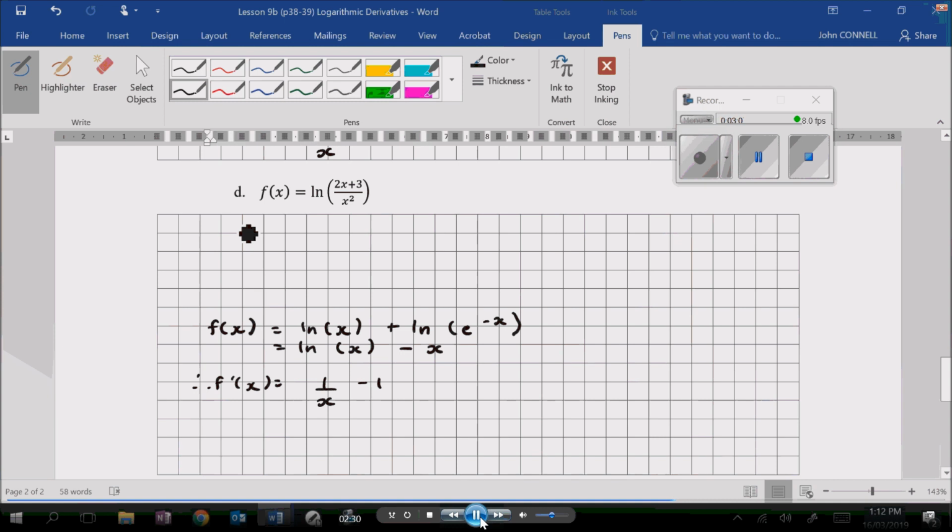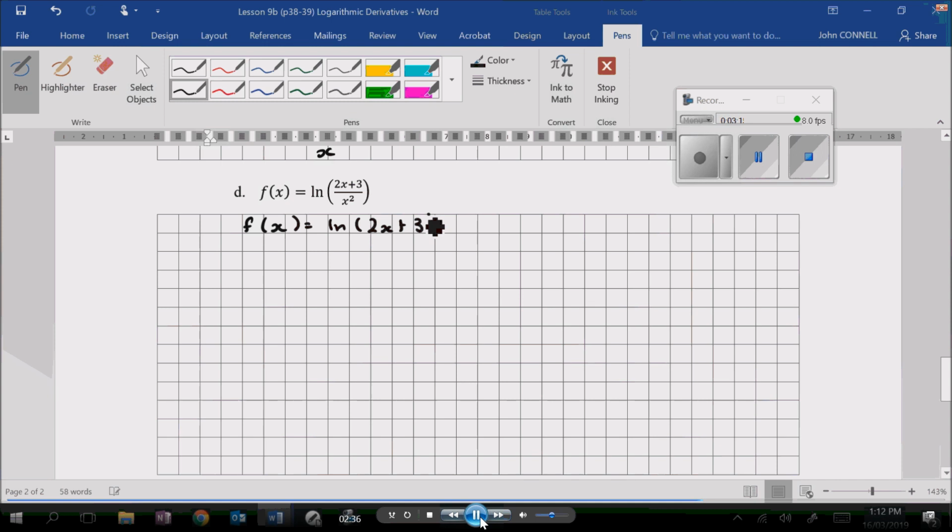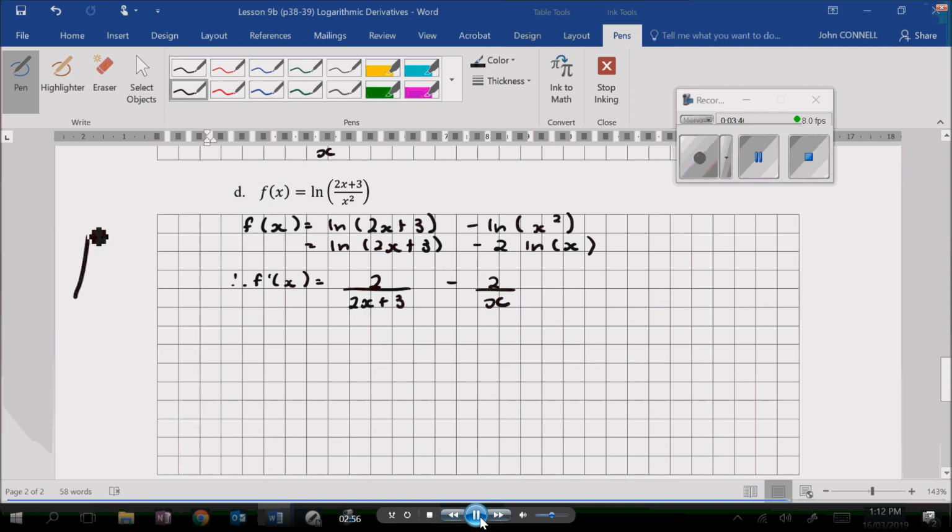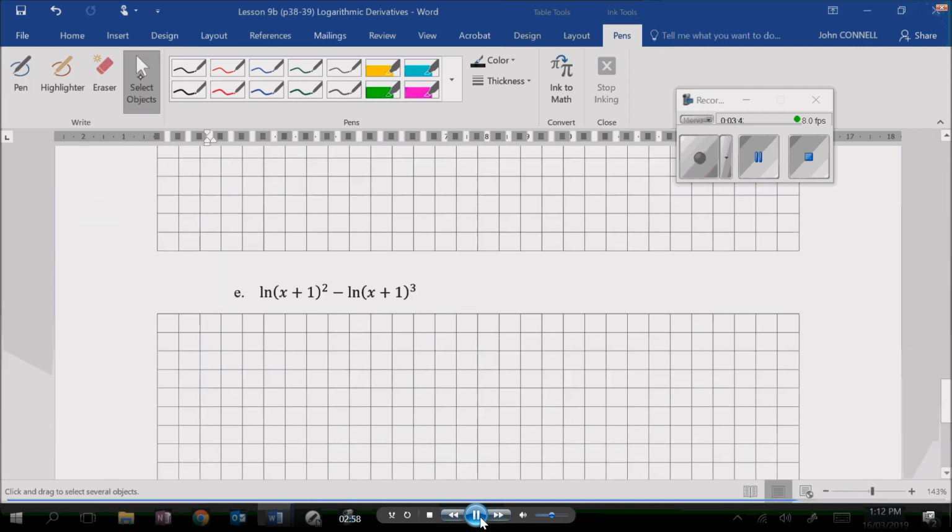And we could do the same thing here. The ln of a quotient is the difference of the ln's, so it's ln of 2x plus 3 take ln of x squared. We can also bring that power of 2 down to give us ln of 2x plus 3 take 2 ln x. And now we're ready to differentiate. So it becomes 2 on 2x plus 3, using our model of derivative on original function, take 2 on x. And so that's done for us.